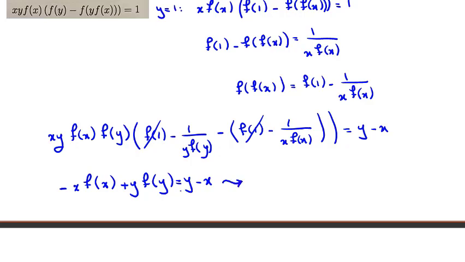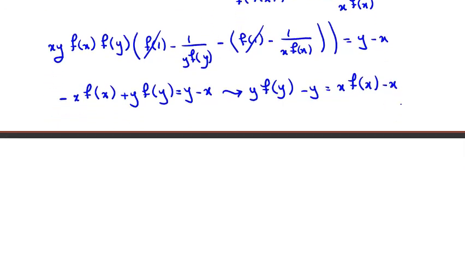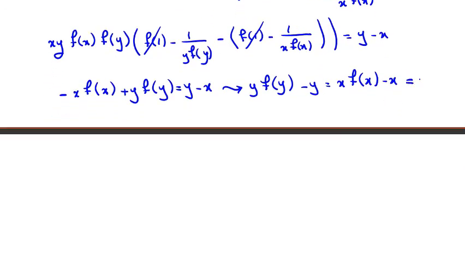Now we take similar terms to one side. So for example, left side will be y f of y minus y equal to x f of x minus x. So we can say it is correct for all x's. So it is constant. We can consider this constant c. So we say x f of x minus x equal to c, and we can say x f of x equal to what? C plus x.